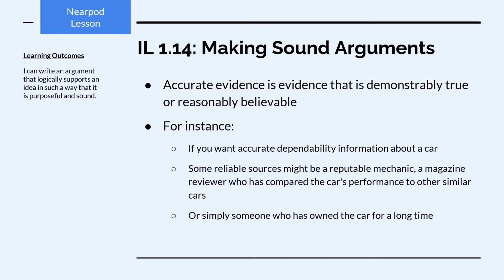For instance, if you want accurate dependability information about a car, some reliable sources might be a reputable mechanic, a magazine reviewer who has compared the car's performance to other similar cars, or simply someone who has owned the car for a long time. All of that would be an example of accurate evidence.